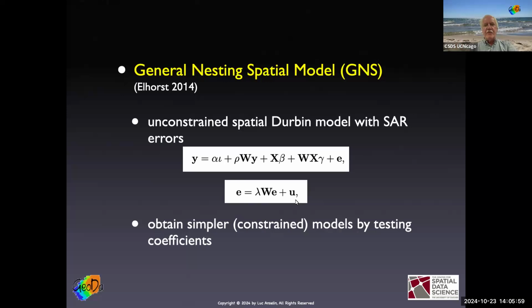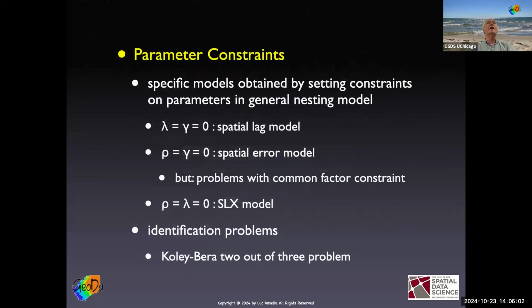Okay. But as a framework to think about it, it's very nice because you can then think of specific models as following from this general specification by having particular parameter constraints. So if the error autoregressive coefficient is 0 and the coefficients of Wx are 0, then we have a spatial lag model. If the autoregressive coefficient is 0 and the coefficients of Wx are 0, then we have a spatial error model with the common factor also. If we have both autoregressive coefficients 0, then we have an SLX model.